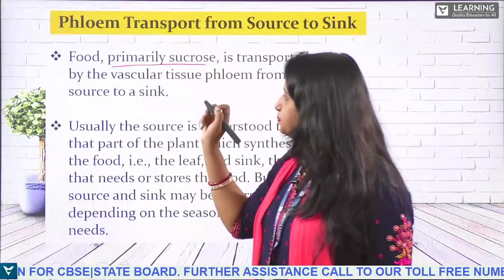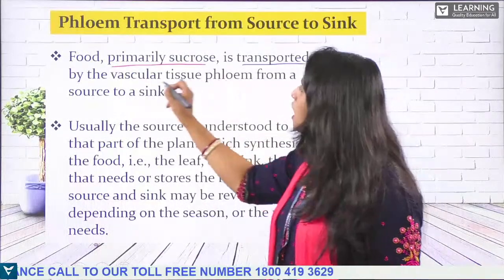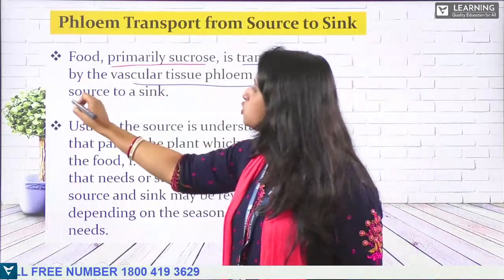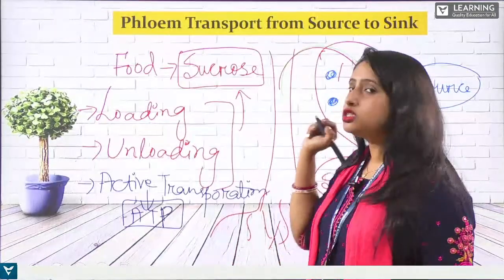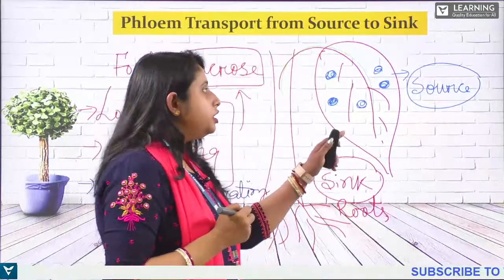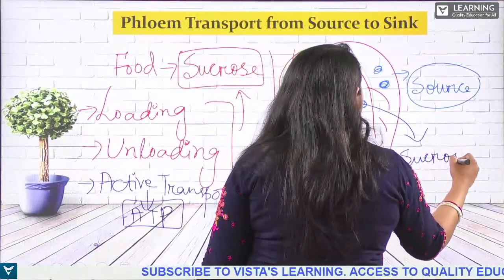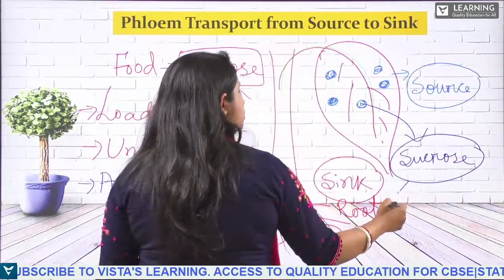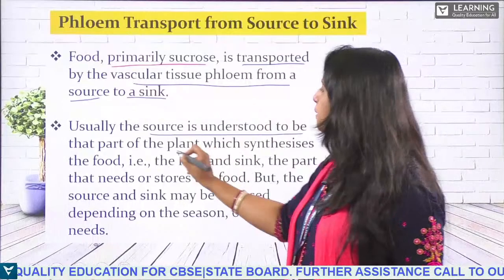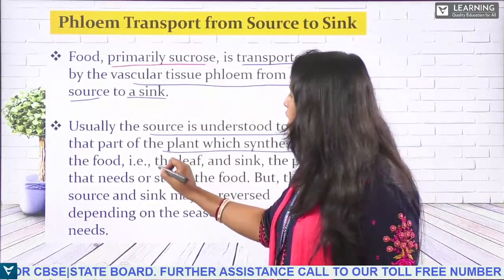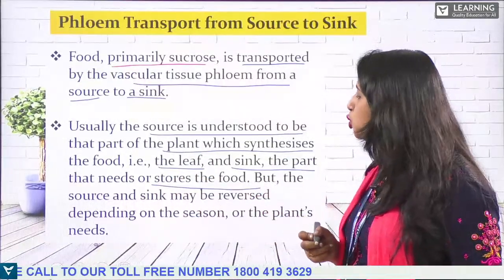So primarily sucrose is transported by the vascular tissue phloem from a source to sink. Clear? Food is being transported from the source, that is the leaf. Here the sucrose is present, and it needs to be transported to the sink, that is the roots, right? Usually the source is understood to be the part of the plant which synthesizes the food, that is the leaf, and the sink is the part of the plant that stores the food, that is the roots.